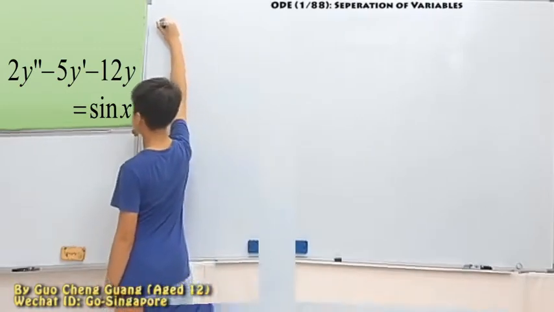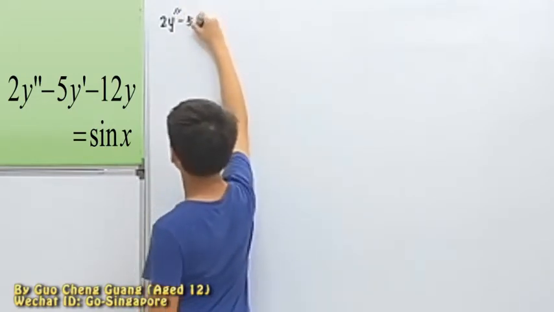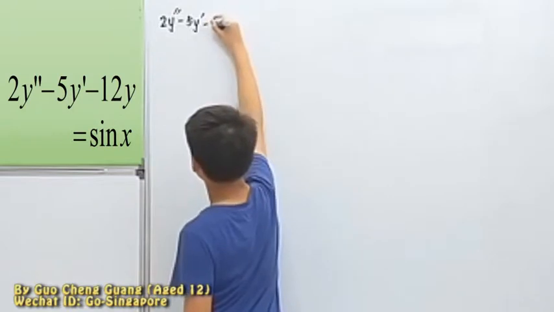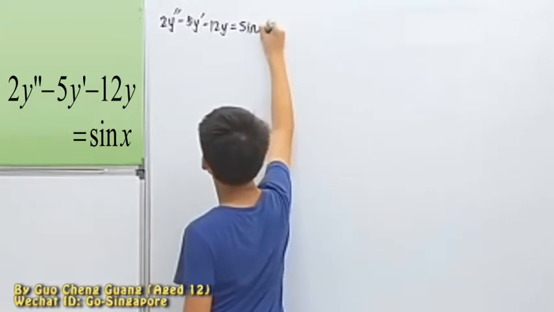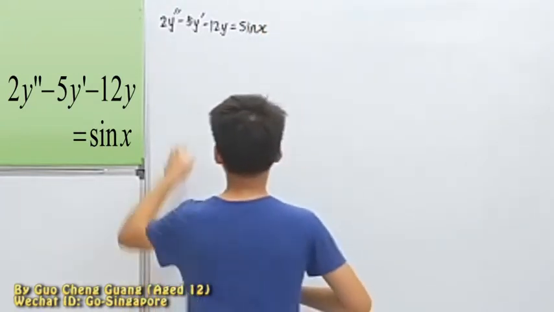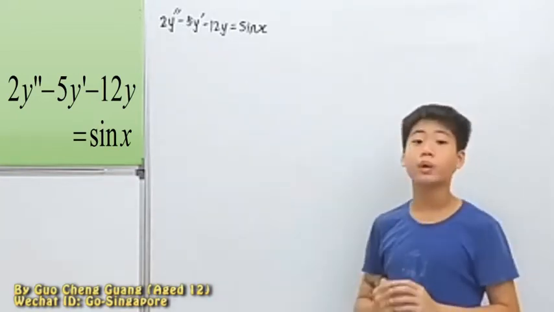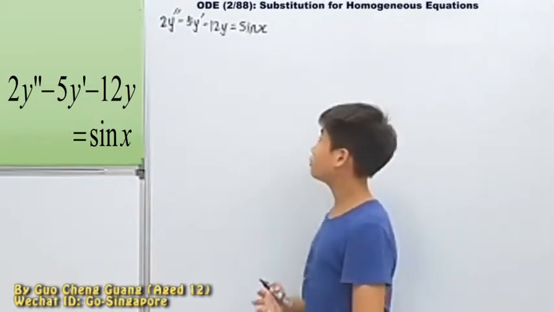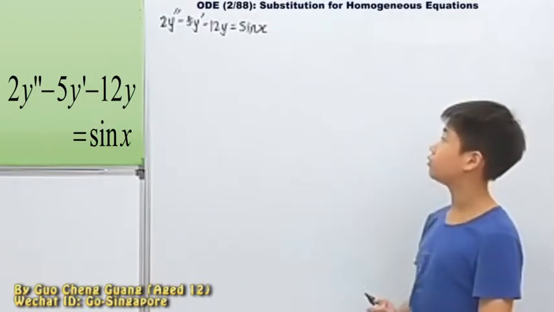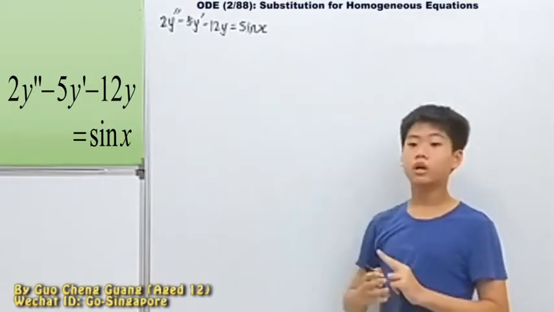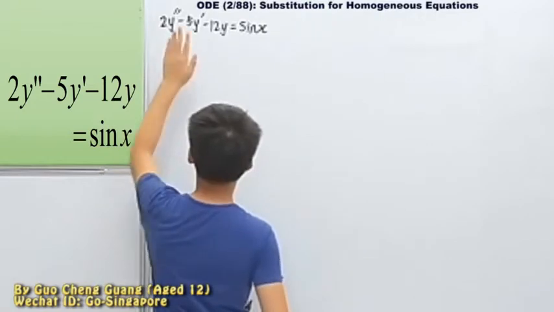This example is 2y'' minus 5y' minus 12y, and this is equal to sine x. So we have this kind of example. Let's first check what type of ordinary differential equation this is. Firstly, this is linear, constant coefficient, non-homogeneous ordinary differential equation, and this is second derivative.